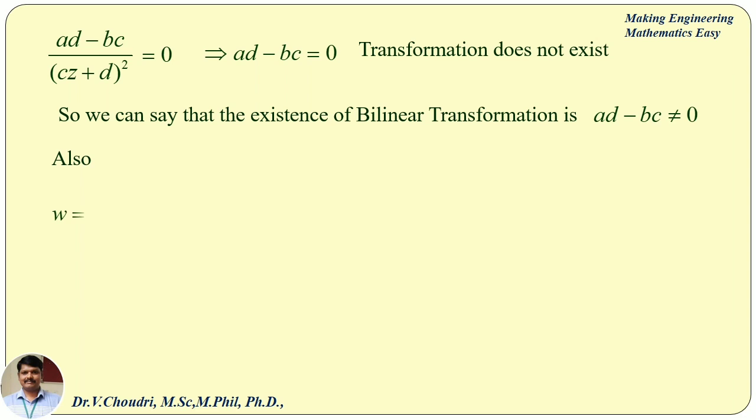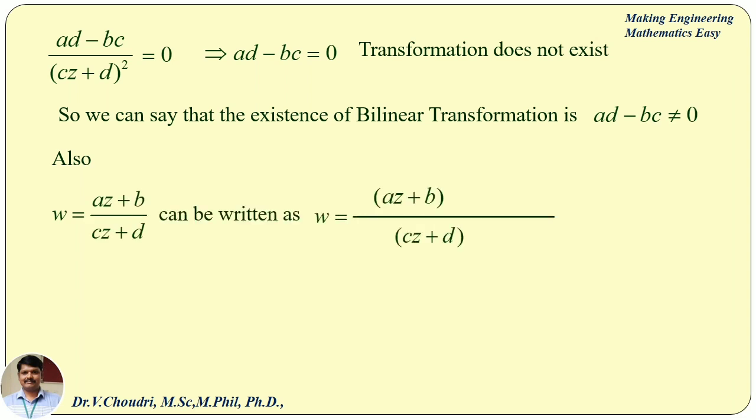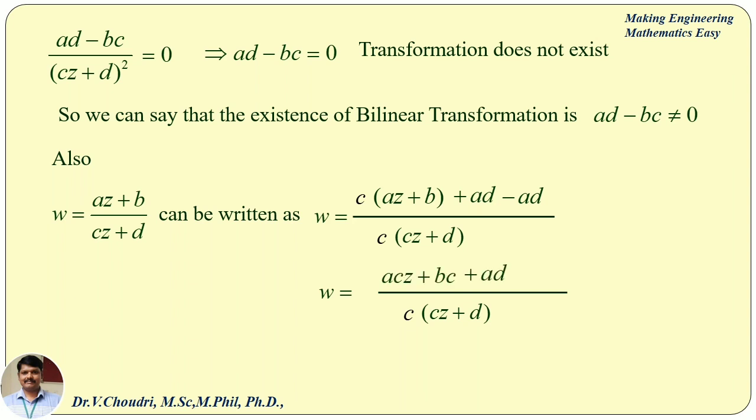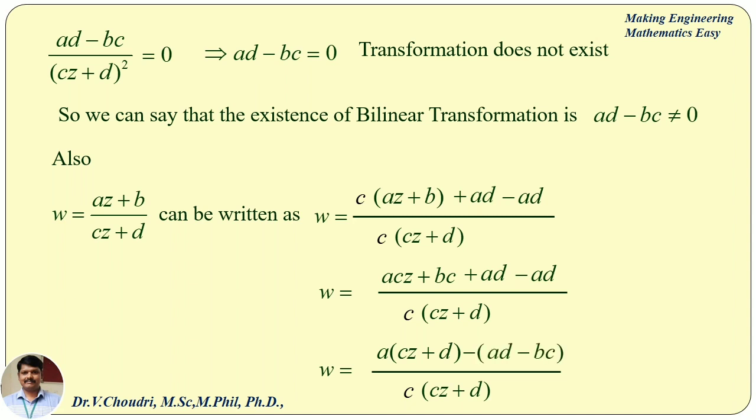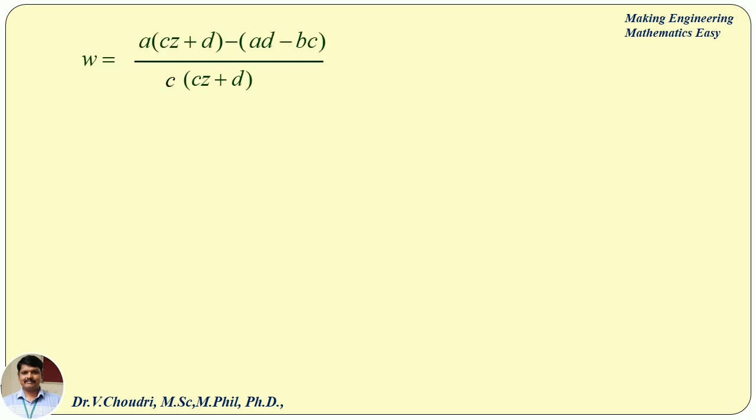We can prove the same result in some other way. Multiply C in numerator and denominator and add AD and minus AD in numerator. Now multiply C inside the bracket. It comes ACZ plus BC plus AD minus AD. Now we are going to take A outside from ACZ and AD. It comes A into (CZ plus D) minus (AD minus BC). Now we divide the numerator by denominator. See the first term, CZ plus D will be cancelled. Therefore, A by C minus (AD minus BC) divided by C into (CZ plus D).